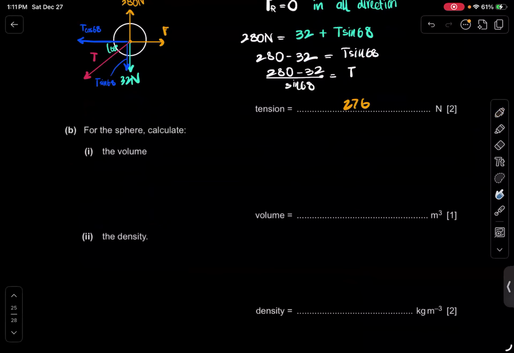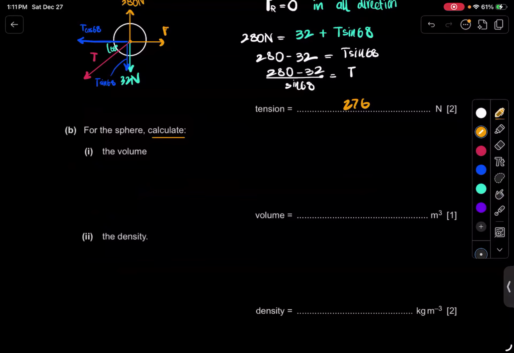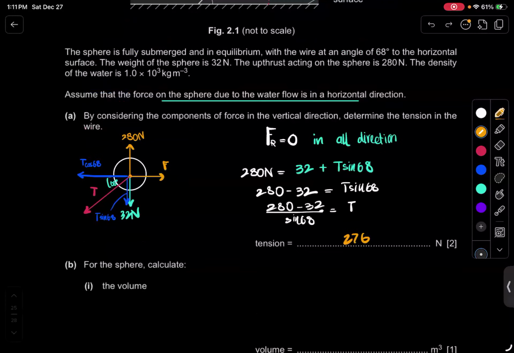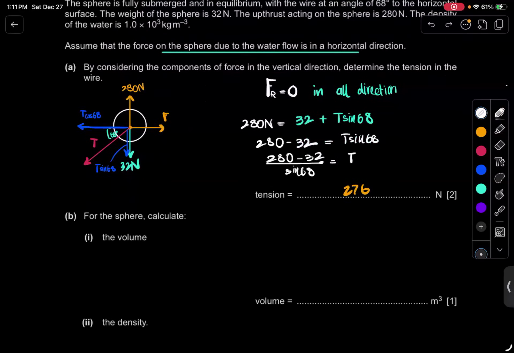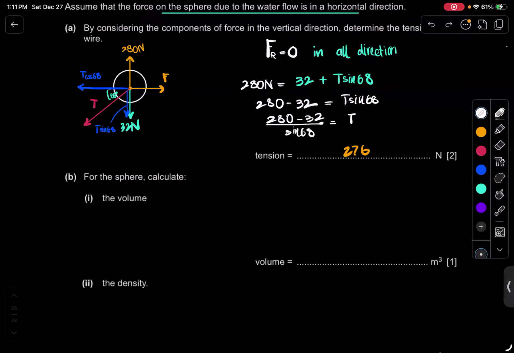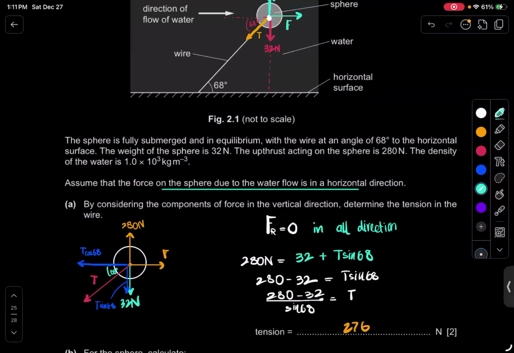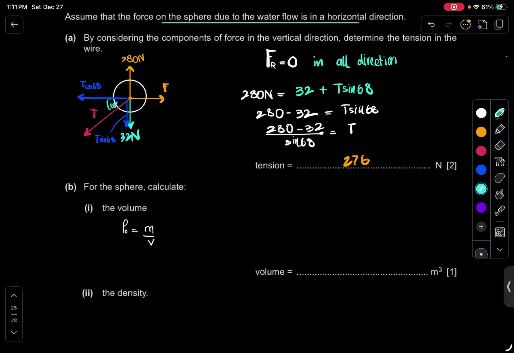Next question. For the sphere, calculate the volume. Now, how do you calculate the volume of the sphere? I think you could pretty easily do it by multiple methods. If you have density of object equals mass over volume, do you know what the density of the ball is? No, you don't. Okay, pretty simple. You can just use the formula for upthrust.